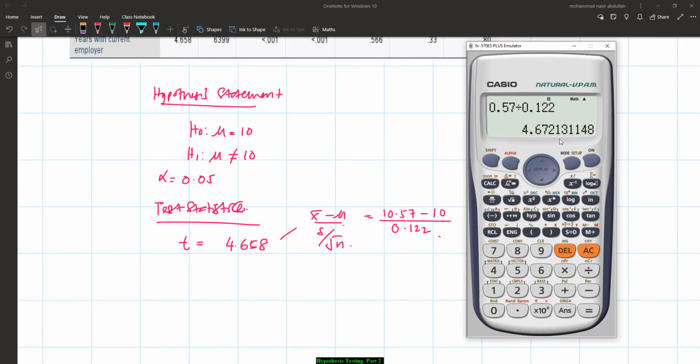So lebih kurang lah. Okay. So macam mana dia calculate dapat benda tu kita tak sure, tapi the result is lebih kurang, right?